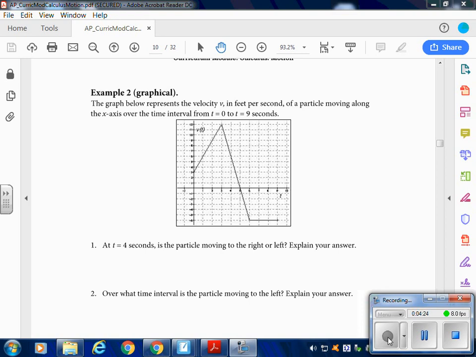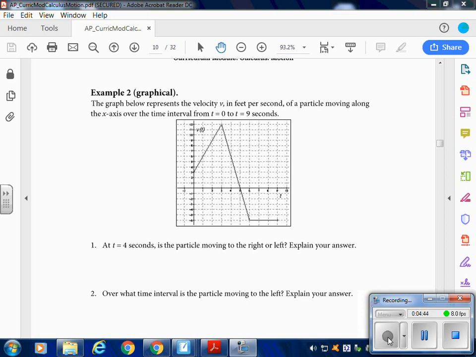So this question wanted to know, is the particle moving left or right? And that's just the value of the problem, because this is a velocity graph, and velocity tells you direction. So all you had to say was at t equals 4 seconds, the particle's moving to the right because the velocity is positive.